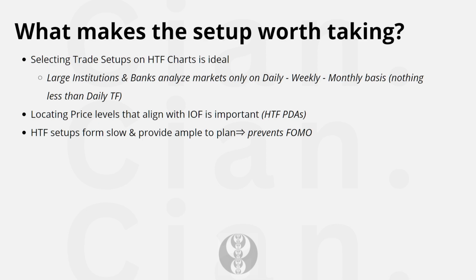These time frames make you decide what your draw on liquidity is, what your bias is, and just your general trade ID, and locate price levels that align with institutional order flow. So look for higher time frame PD arrays, because you always preferably want to be in alignment with the institutional order flow, because then you will have the highest probability setups.